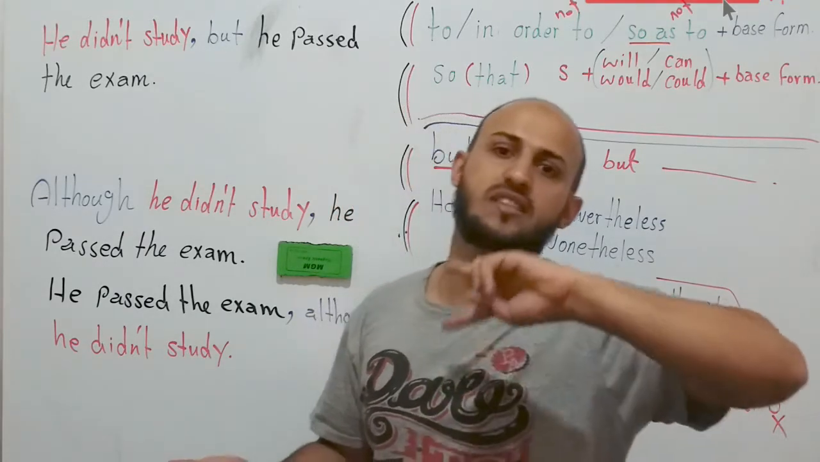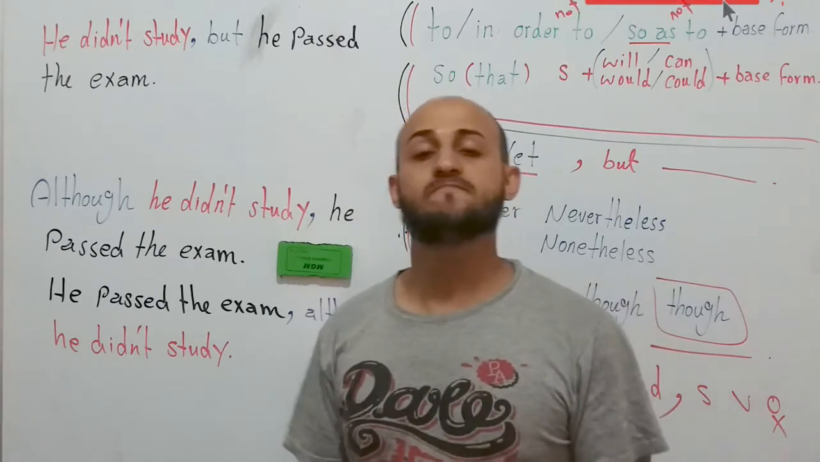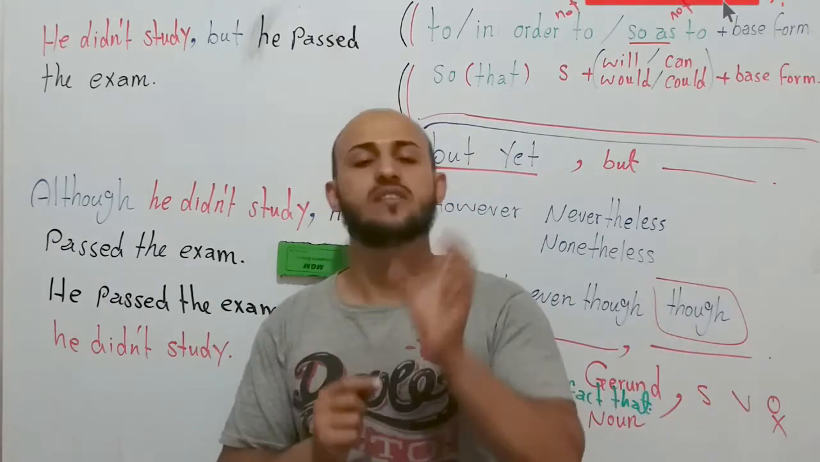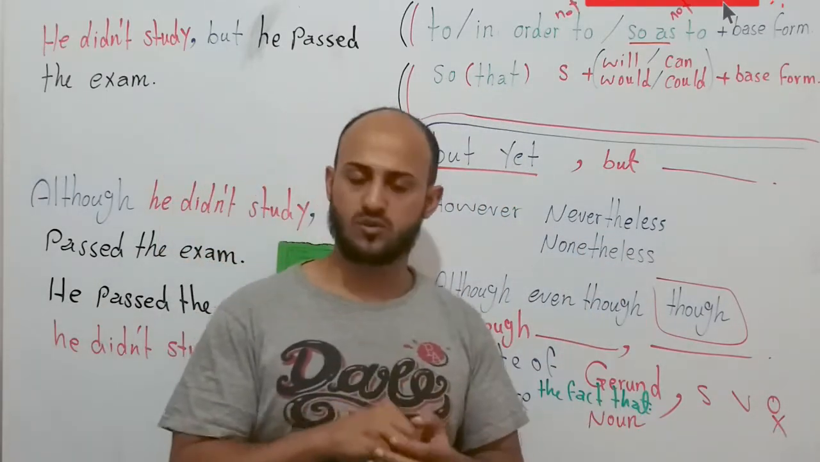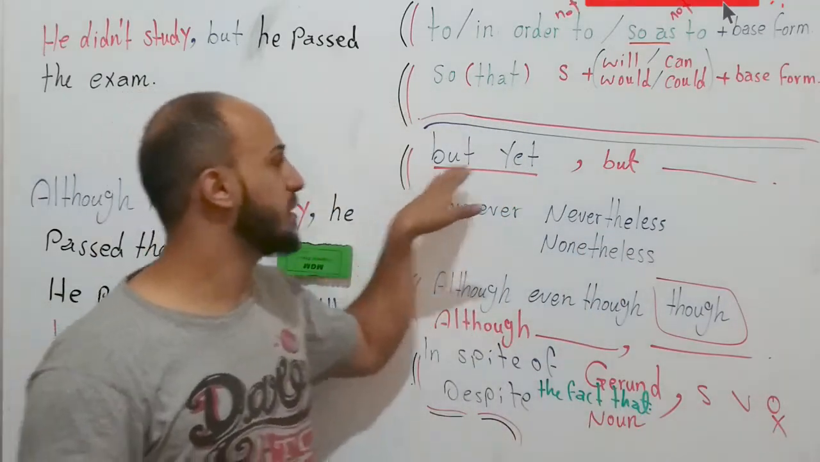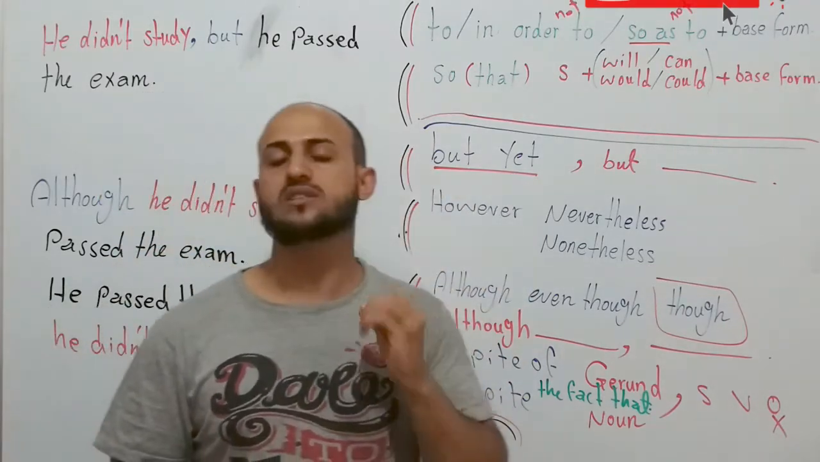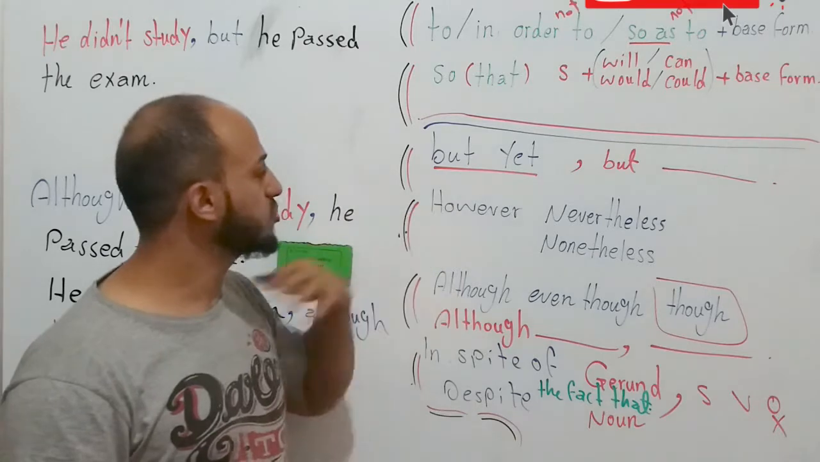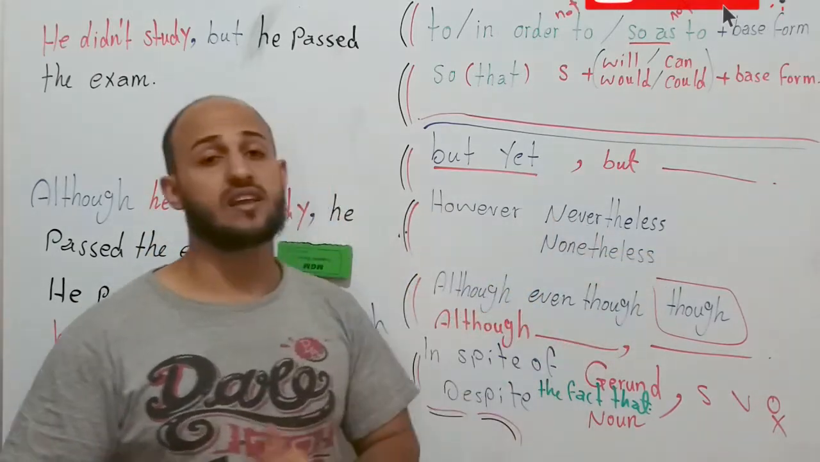I give you something that you don't expect. So I tell you, but I passed the exam. See, this is called contrast. So we have a lot of words we use in contrast. So we have the word but or the word yet. Yet is more formal than the word but. Okay. Also, you can use however, nevertheless, nonetheless.